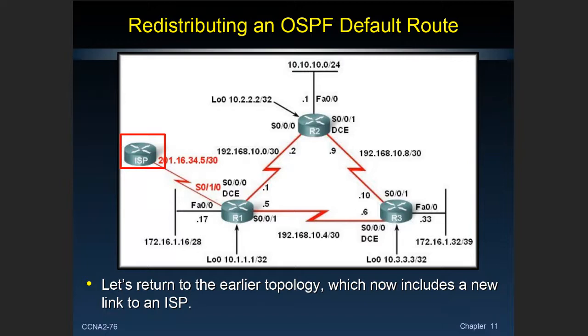So on that router R1, which has a link to an internet service provider, we don't want those million backbone routes at the internet in our little $1,000 branch office routers. They don't have the capability for it.